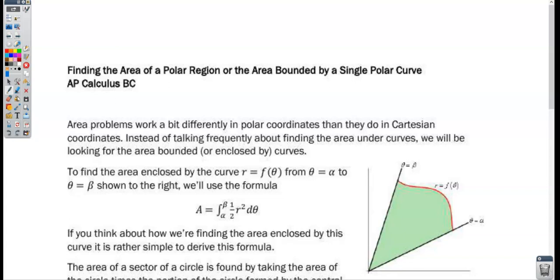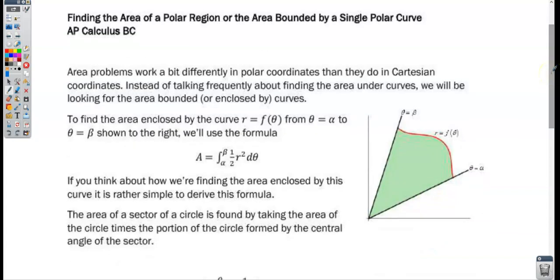So take a look to the right here. To find the area enclosed by the curve r equals f of theta, from theta equals alpha to theta equals beta, shown to the right, the formula that we're going to use is area is going to be equal to the integral from alpha to beta of 1/2 r squared d theta.